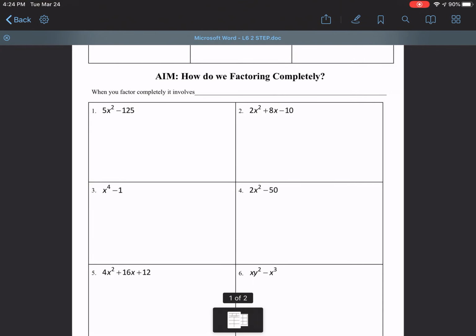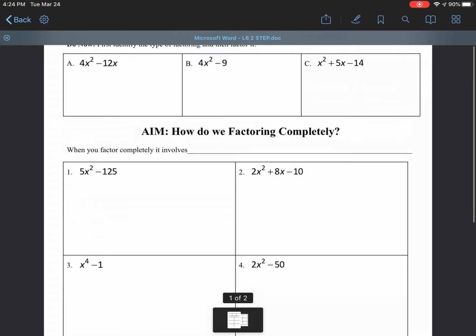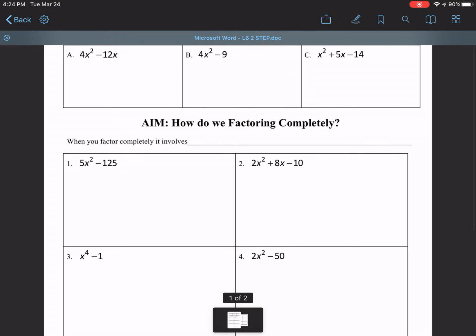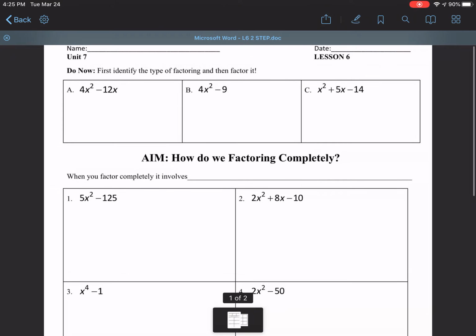Okay, hello. All right, so today we're going to be talking about how to factor polynomials completely, okay? So what that means is that you're going to have to end up factoring some of the polynomials more than once. So you're going to be using more than just one method, more than just doing GCF or dots or trinomial, okay? So before we get into that, let's look at the do now.